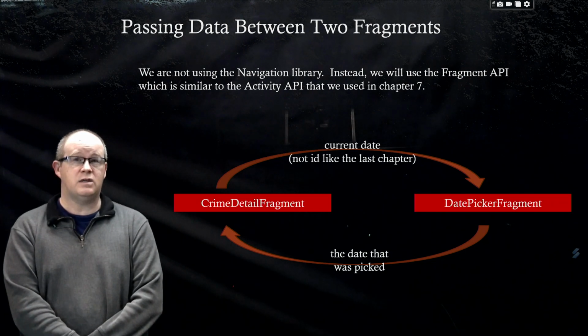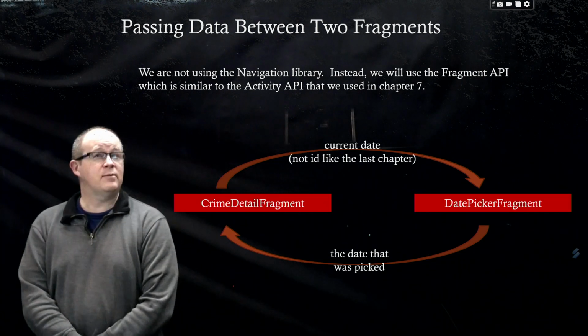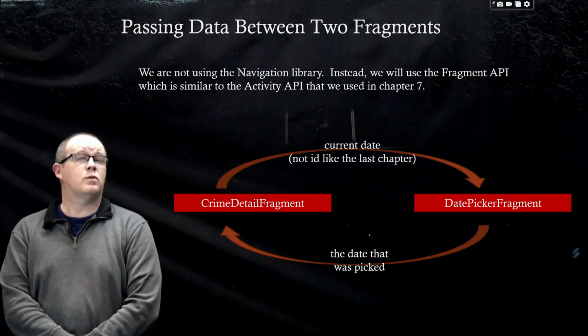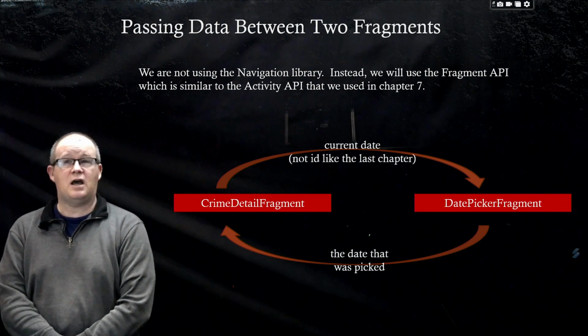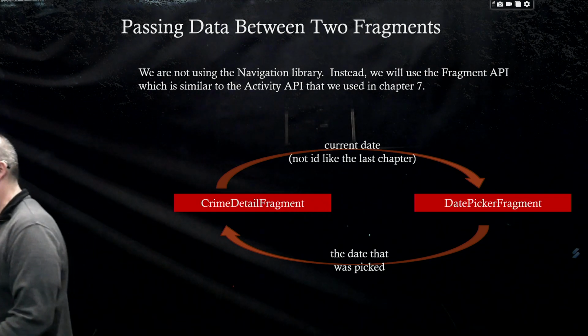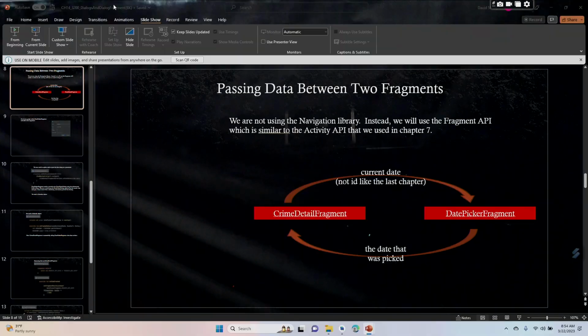So we are going to make use of a Fragment API. And that's going to be similar to the activity API that we used in Chapter 7, where we used explicit intents and we used companion objects. So it's going to be similar to that, but not quite as complicated, you'll see.